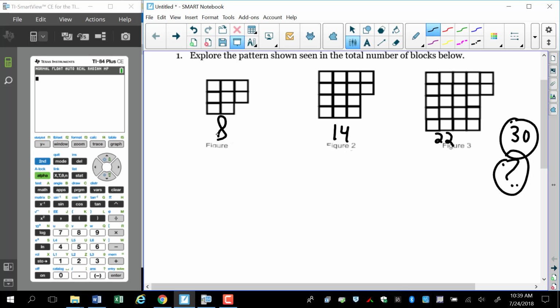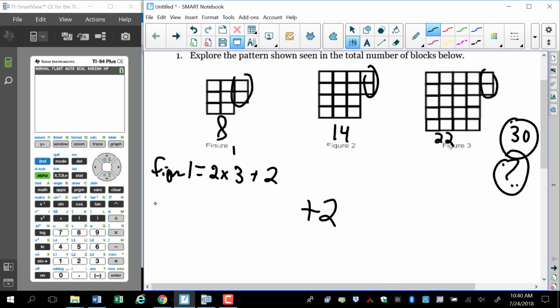Now, I'll show you the way that made sense to me first. I see these 2 extra blocks in each one. So I know whatever we do, I'm just going to have a +2. Well, now I'm looking, here's figure number 1, and I have 2 by 3. This is a 3 by 4, and this is a 4 by 5. So figure 1 is a 2 by 3 plus 2. Figure 2 is a 3 by 4 plus 2 more, and so on.